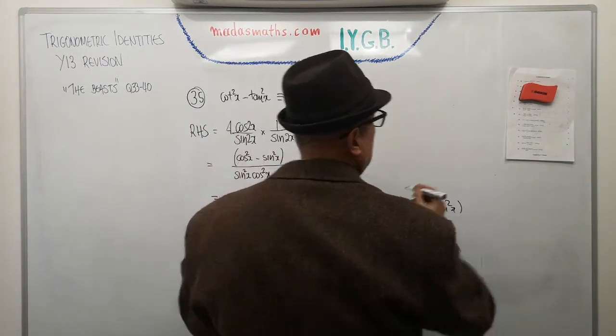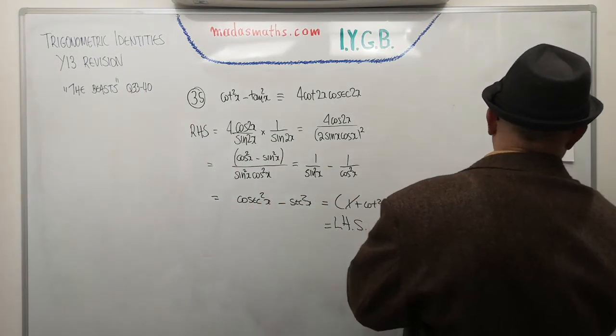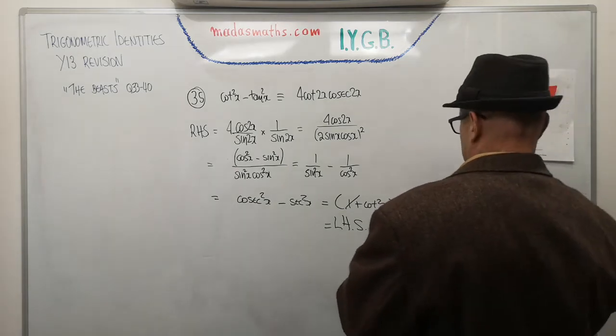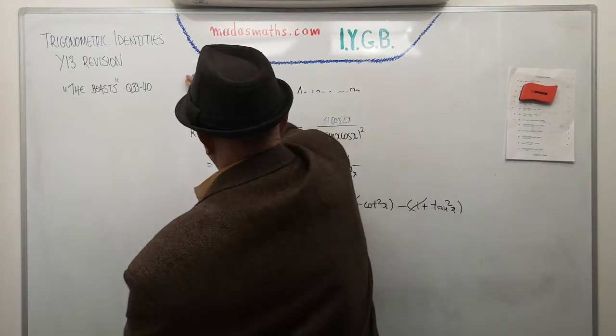Identity number 35 is being destroyed. Number 36, very long and messy, this one.